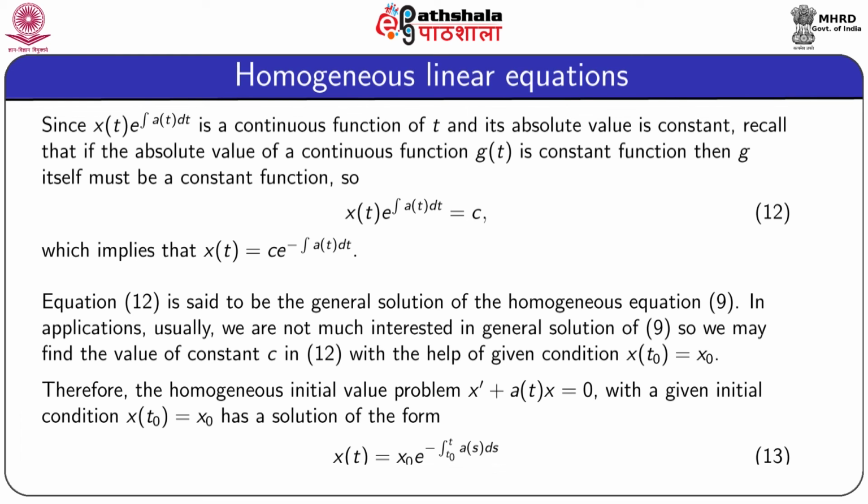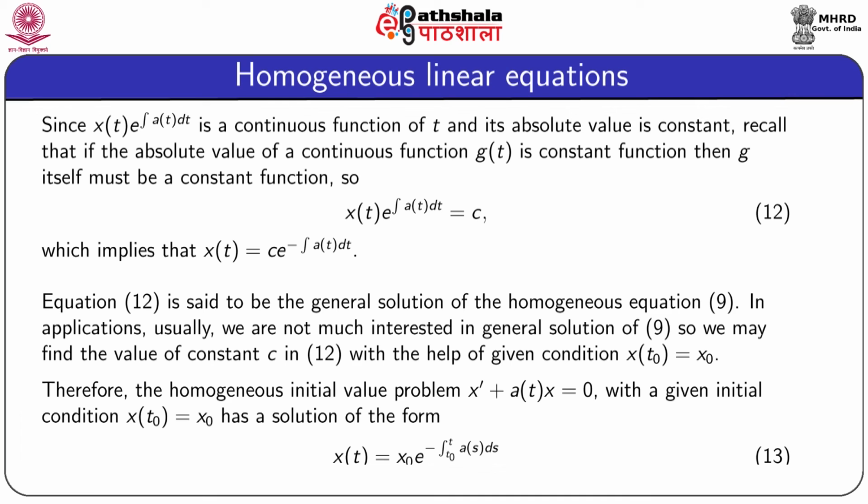Since x(t) e to the power integration a(t) dt is a continuous function of t and its absolute value is constant, recall that if the absolute value of a continuous function g(t) is constant, then g itself must be a constant function. Therefore, x(t) e to the power integration a(t) dt equal to c, which implies x(t) is equal to c e to the power minus integration a(t) dt. Equation 12 is said to be the general solution of the homogeneous equation 9.